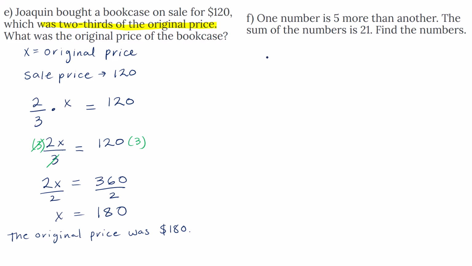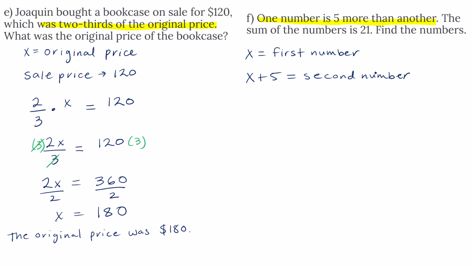So for part F, it looks like we're trying to find two numbers. So let's go ahead and set x equal to one of the numbers, the first number. We know that one number is 5 more than the other number. So that means if x is the first number, if the other number is 5 more than that, we could denote that as x plus 5. So that's 5 more, the second number.